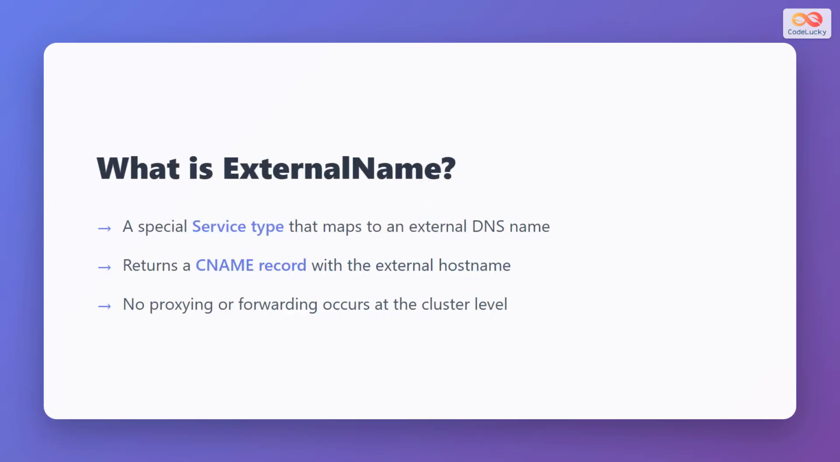External name is a special service type in Kubernetes. Unlike other service types, it maps to an external DNS name rather than selecting pods within the cluster. When a pod queries this service, it returns a CNAME record with the external hostname. The important thing to understand is that no proxying or forwarding occurs at the cluster level. The DNS resolution happens directly, and the client connects to the external service on its own.